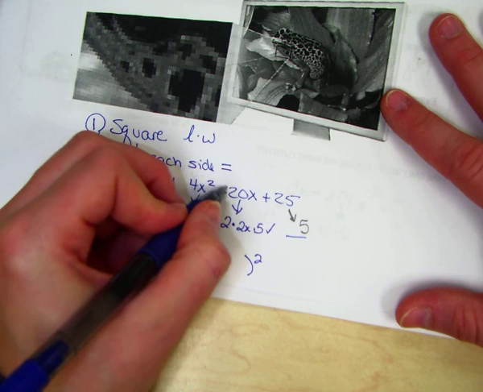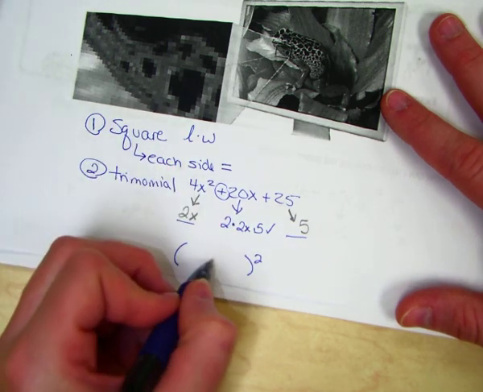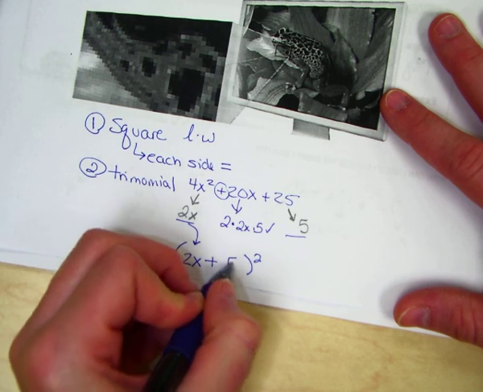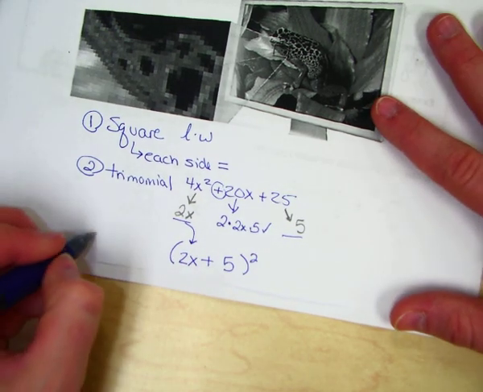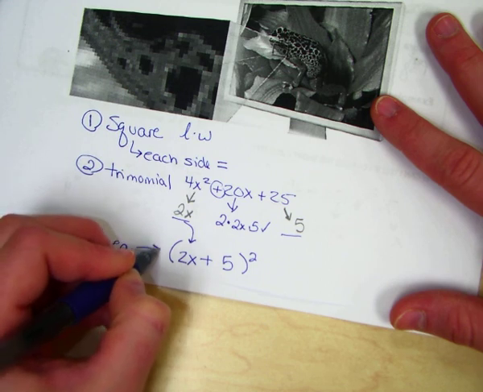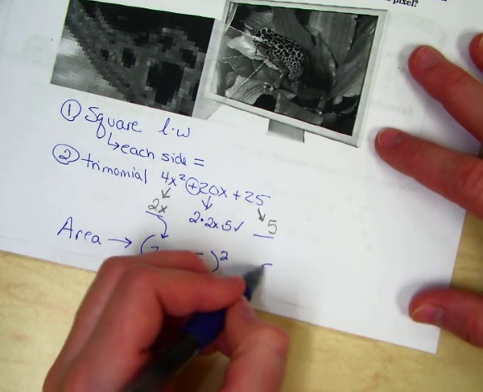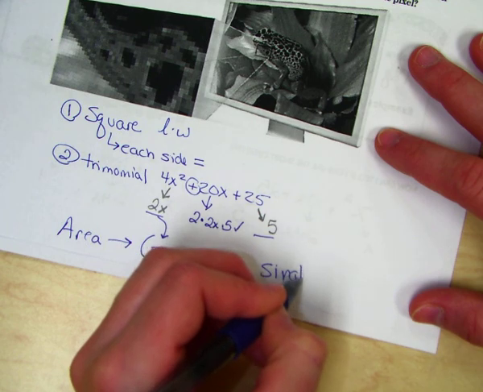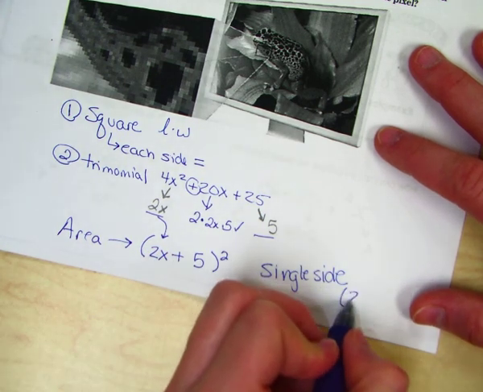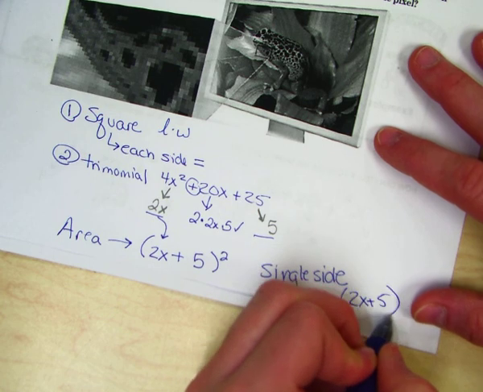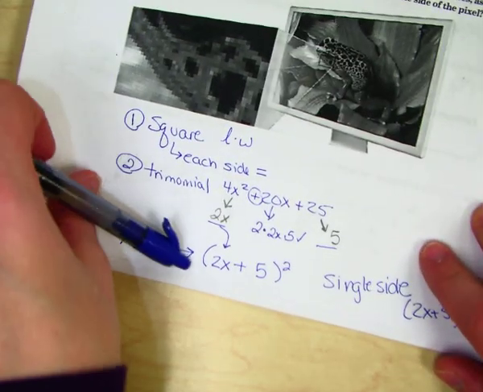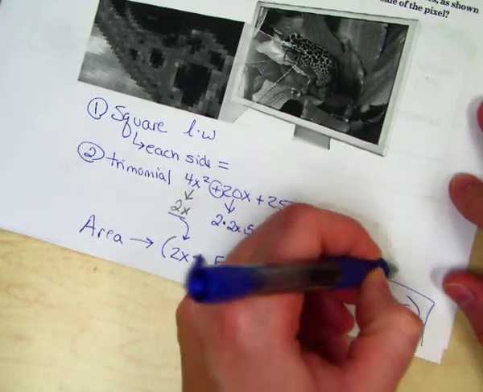We're going to use a positive sign in the middle. We're going to bring down 2x, and we're going to bring down the 5. So this is the area of the whole. So if we're just looking for a single side, we're just going to write one of them. And that's our final answer.